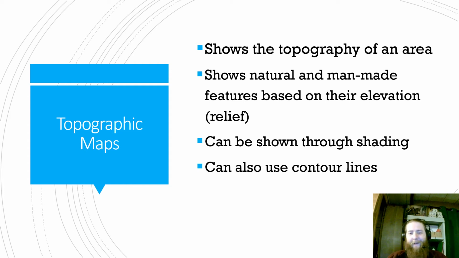One of the things we're going to spend a lot of time on in the second half of this lecture is we're going to talk about topographical maps. And they show the topography of an area. And the topography is the natural and man-made features based on their elevation. We call this relief. This can be shown through shading, but most of the times we use contour lines.